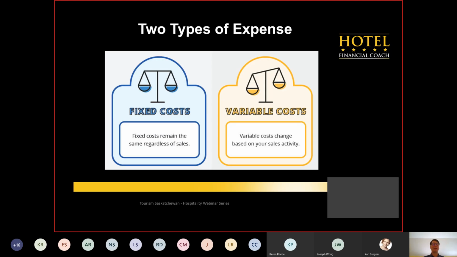So there are basically two types of expenses. There are fixed and variable expenses, or costs. Again, these words are interchangeable, expense and cost. But a fixed cost is something that remains the same irrespective of the sales. And a variable cost is something that changes based on activity.